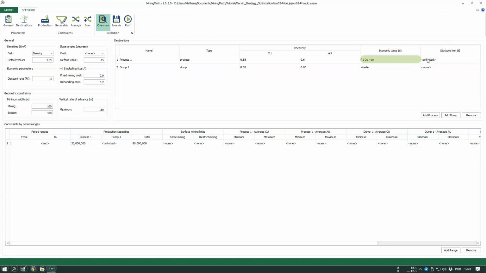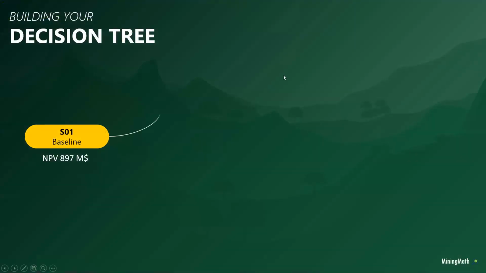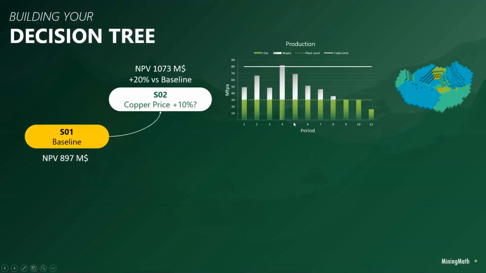So here, as I mentioned before, you just need to select the proper function to differentiate, for example, the different economic assumptions for the project. So here I'm assuming a copper increase of 10% in selling price. Okay, so what are the effects actually of this change? As you can see here, I increased the selling price by 10%. The NPV increased by 20% in comparison with the baseline. And also I have the prediction charts, for example, the mine sequence, etc.